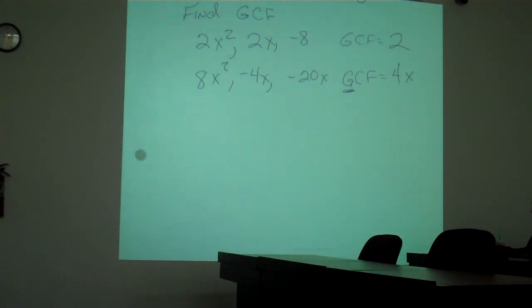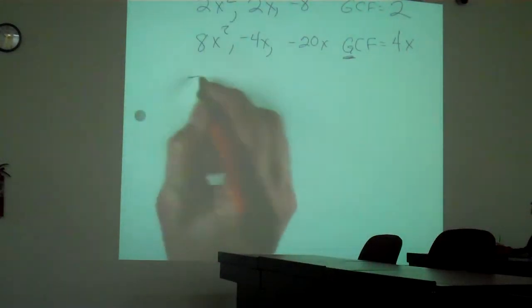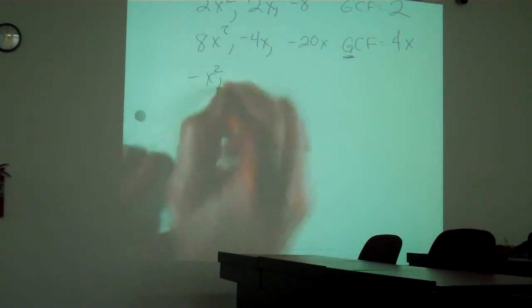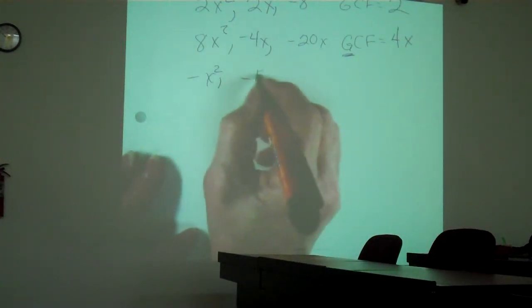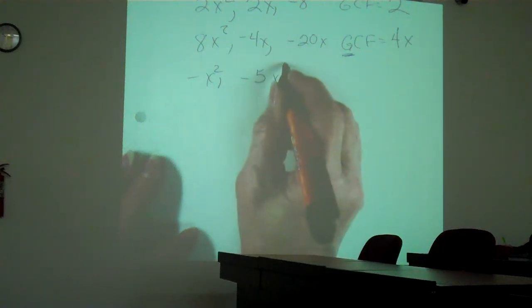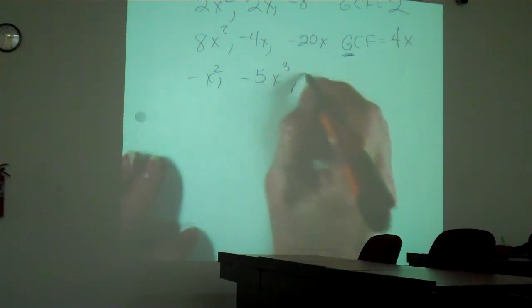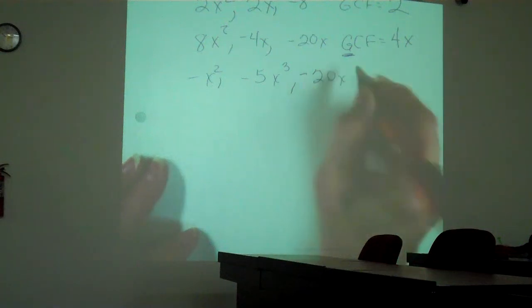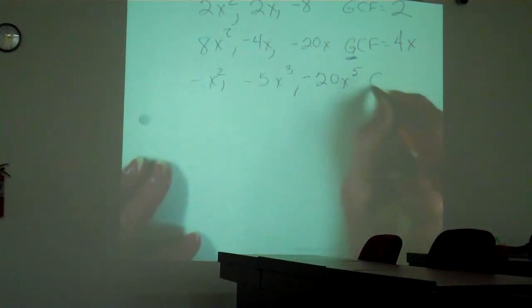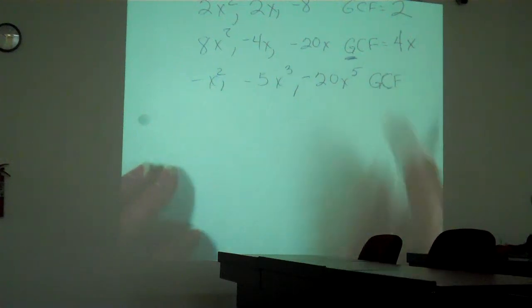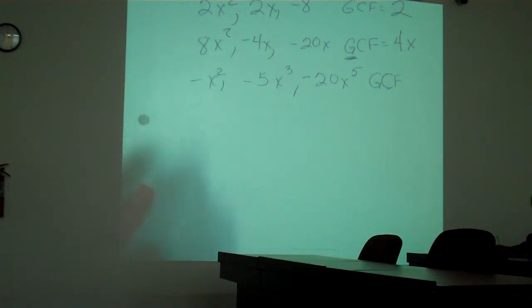Okay, another one. Negative x squared, negative 5x to the 3rd, and negative 20x to the 5th. Don't worry about the negative part. Just do the common numbers.